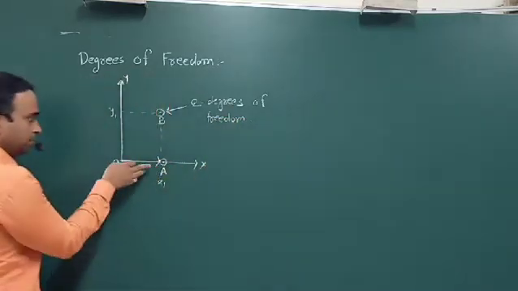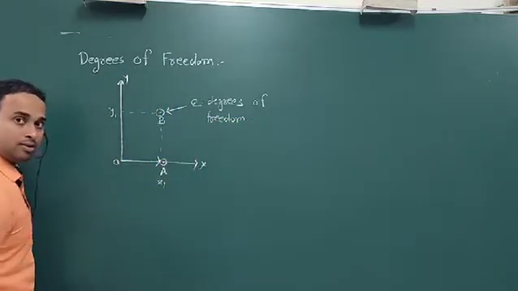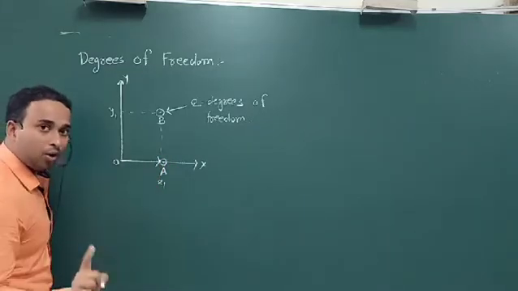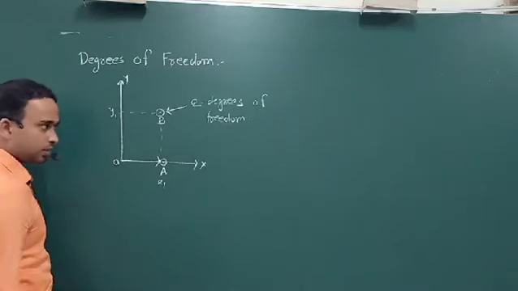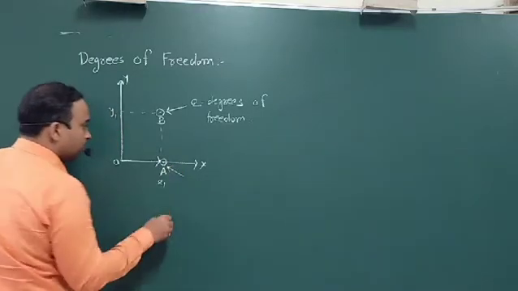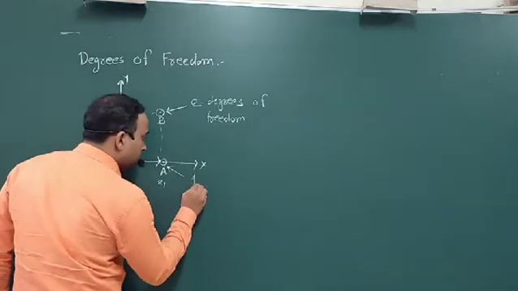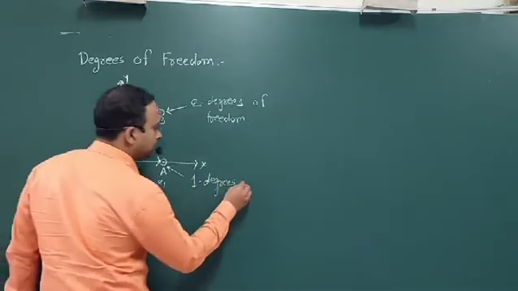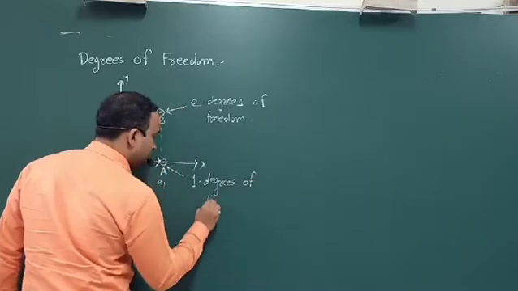Now this molecule is constrained to move in a straight line, so it needs only one coordinate to specify its location. So this molecule has 1 degree of freedom.